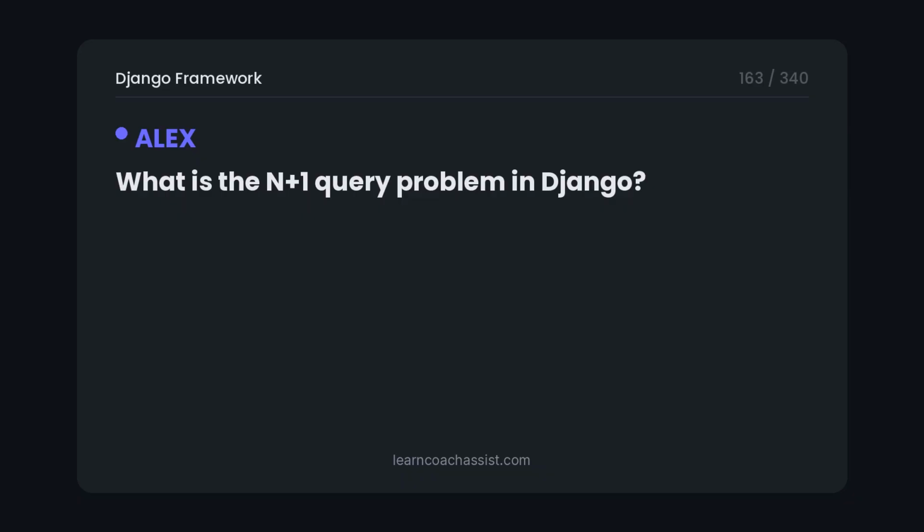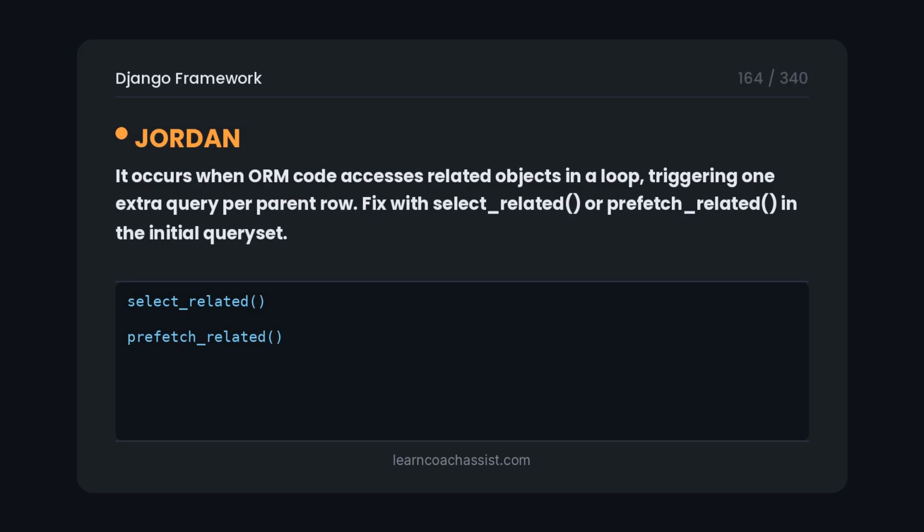What is the N+1 query problem in Django? It occurs when ORM code accesses related objects in a loop, triggering one extra query per parent row. Fix with select_related or prefetch_related in the initial queryset.